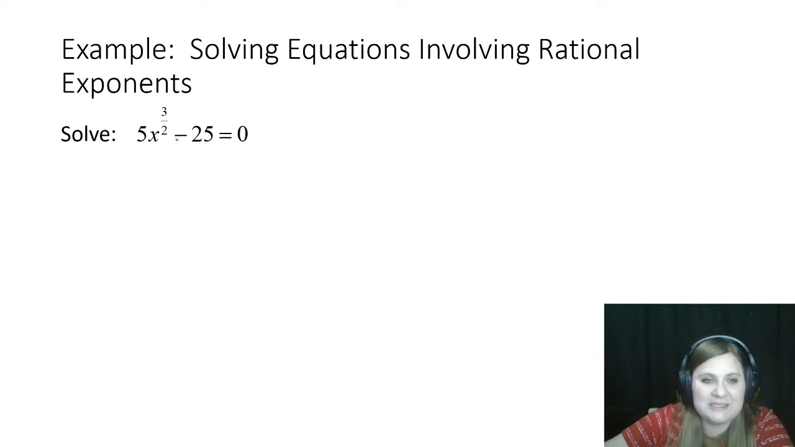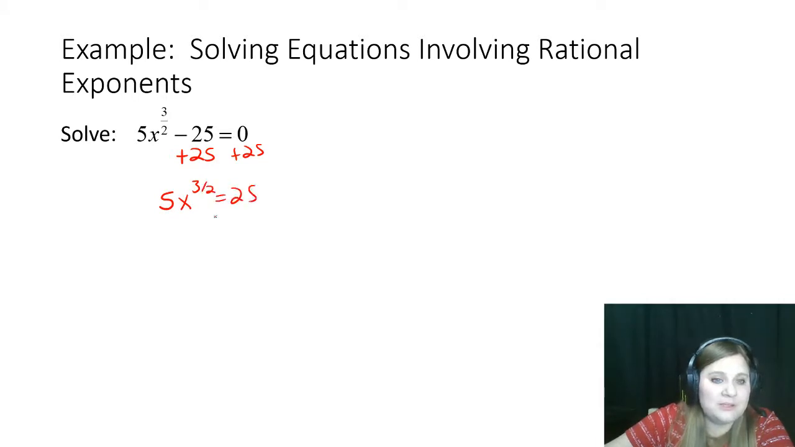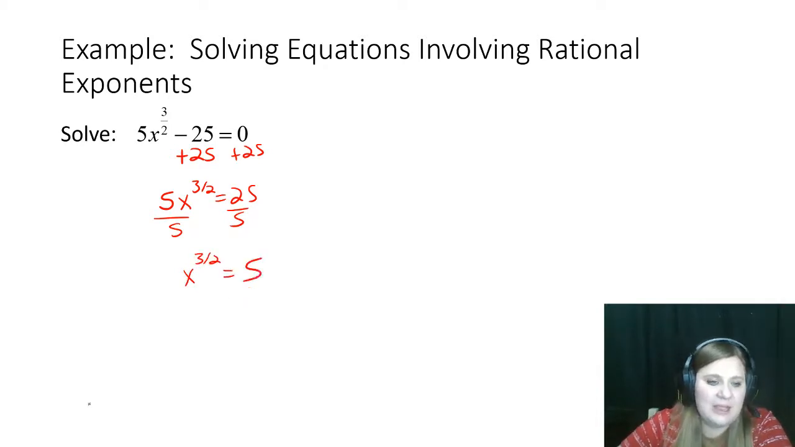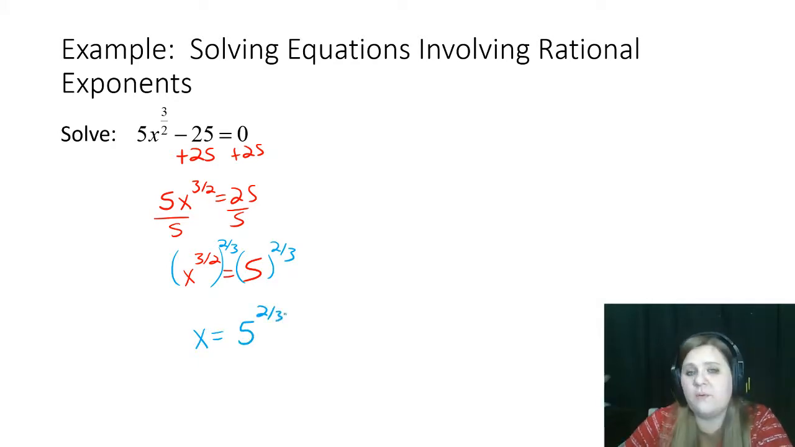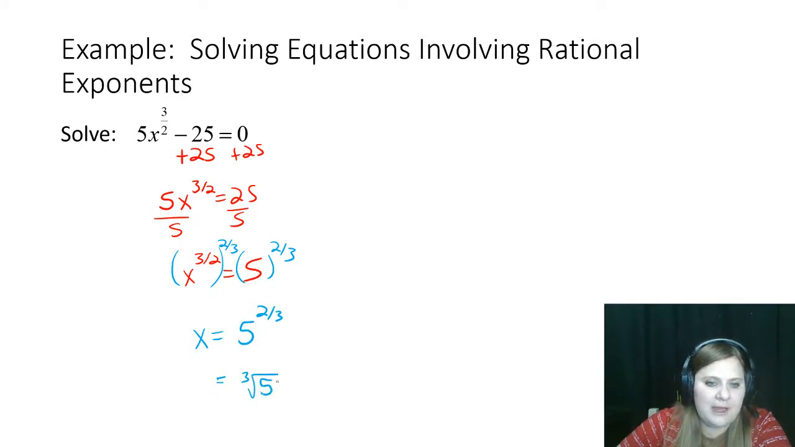Okay, so let's talk about isolating first. I'm going to add 25 to both sides. Then I'm going to divide by 5. Now the thing with the rational exponent is by itself, and I can raise both sides to the reciprocal. In this case, the reciprocal of 3/2 is 2/3. And so I end up with x equals 5 to the 2/3, or if it wants in a radical notation, we would write as the cube root of 5 squared.